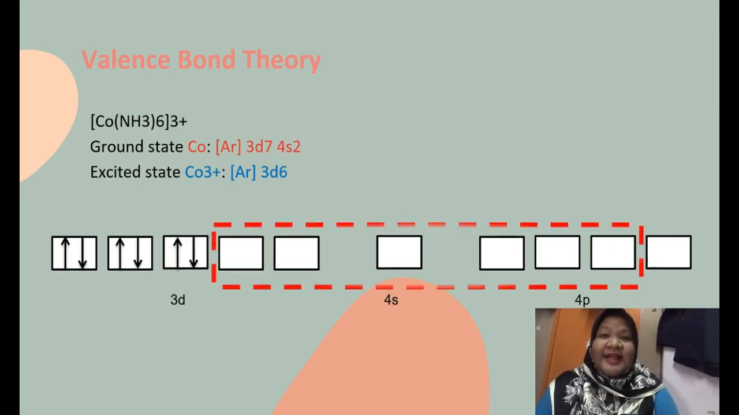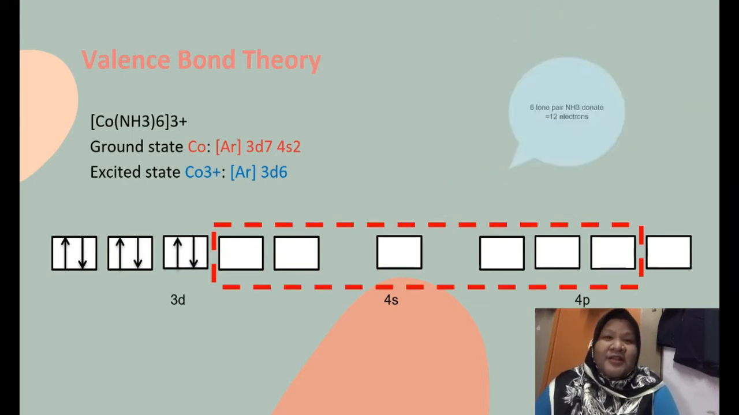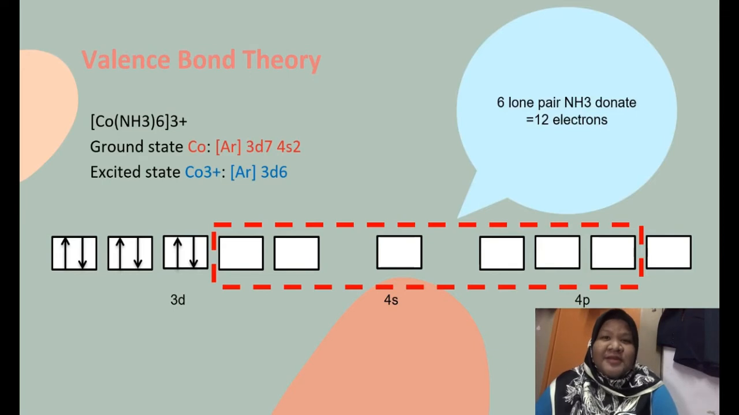The central metal ion in the complex makes available empty orbitals for the formation of coordination bonds with the ligands. The number of empty orbitals made available for bonding is equal to the coordination number of the central ion, which is 6. Since there are 6 NH3 ligands, which is 12 electrons around the central metal ion, each ligand will donate a lone pair to the 6 empty orbitals.